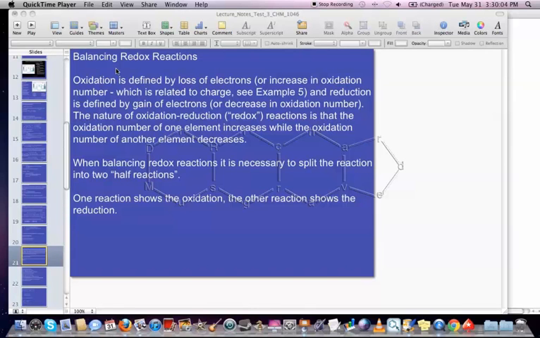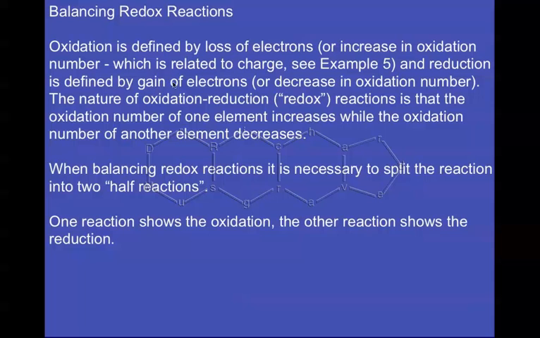I'd like to now talk about balancing redox reactions. Now what we already know is that oxidation is defined by loss of electrons and reduction is defined by gain of electrons. So we can use this to take reactions under which redox conditions are occurring, and we can find their oxidation and reduction reactions, and then we can use those to actually balance the reaction.